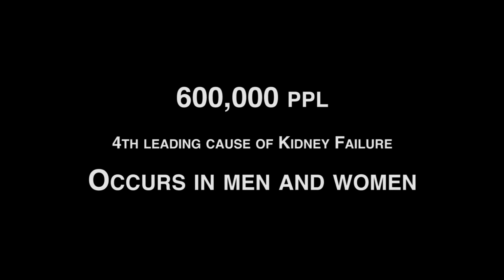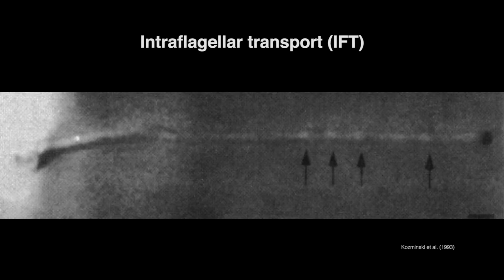In the United States alone, about 600,000 people have PKD. It is the fourth leading cause of kidney failure. It is found in all races and occurs equally in men and women. To better understand the role of cilia in ciliopathies, it is necessary to understand how cilia is built. Just like a skyscraper is built by building bricks or blocks coming together, cilia is built by ciliary proteins or ciliary blocks. The synthesis of the ciliary proteins does not occur within the cilia themselves.